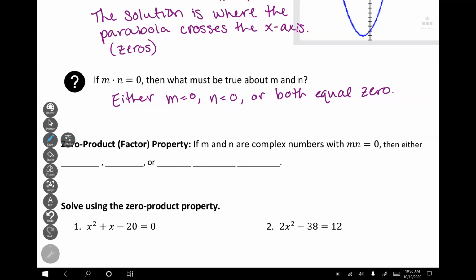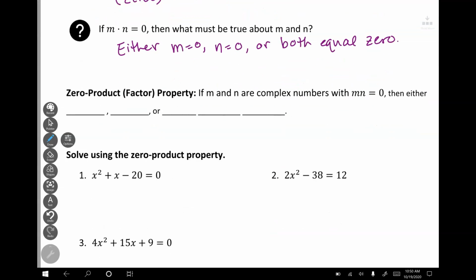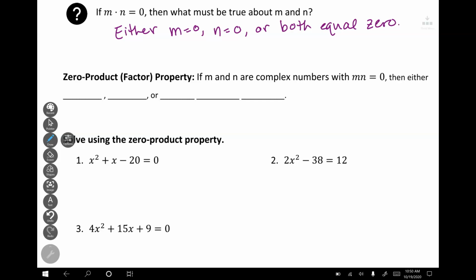We can use that fact to actually solve quadratic equations. It's called the zero product property, or zero factor property. If m and n are complex numbers with m times n equaling 0, then either m equals 0, n equals 0, or both, just like we just said.